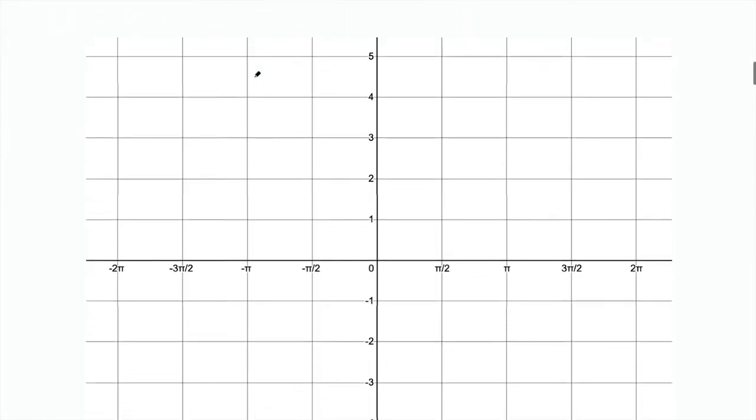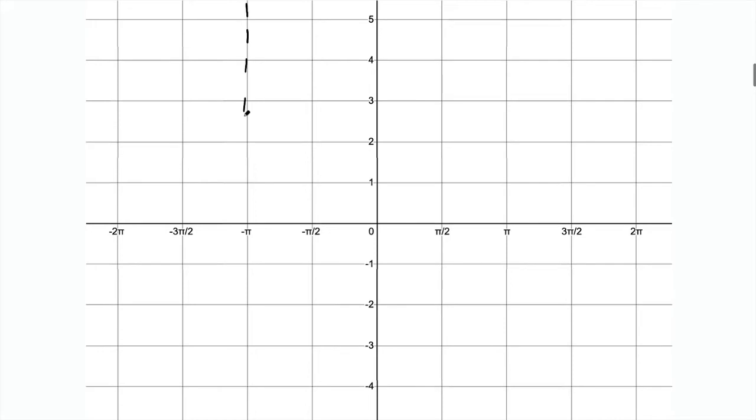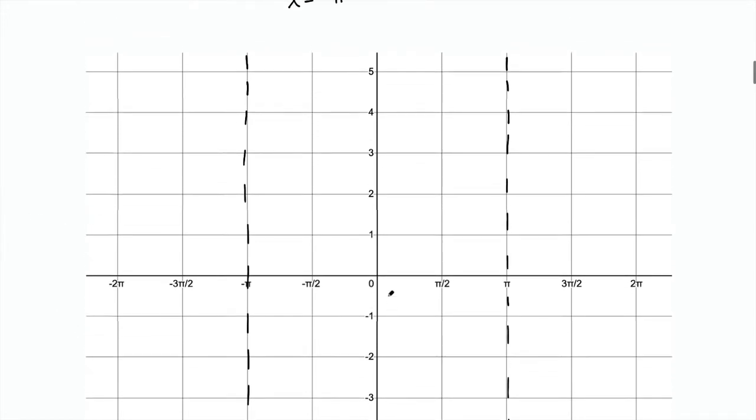So over at negative pi, we have an asymptote. And at positive pi, we have an asymptote. And we can see that, of course, the distance between those is 2 pi. So every 2 pi, we'd have an asymptote. So the next one would be at 3 pi, which is off the right side. And over here, it'd be negative 3 pi, which is off the left. So this is really all we can draw as far as asymptotes.